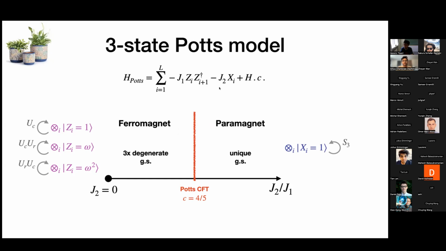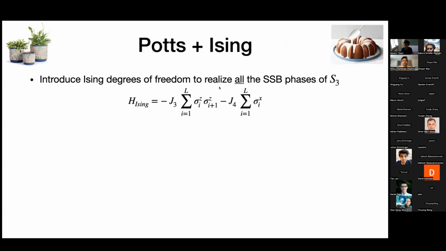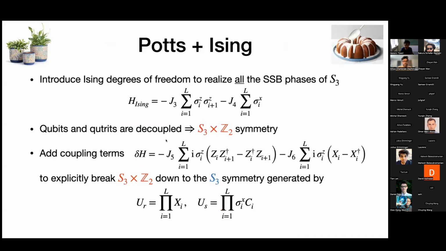One simple way of doing that is by adding some Ising degrees of freedom into the game. So we add these two other terms, which are decoupled from everything else so far. And the claim is that these will let you realize all of the SSB phases. Without adding more coupling terms, you'd have S3 times Z2 symmetry. It's more than what you wanted. So you can add some terms that couple some Z2-odd operator of the qutrits with the Z2-odd operator of the Ising. And that's the reason why I add this delta H term to explicitly break this big symmetry down to S3.